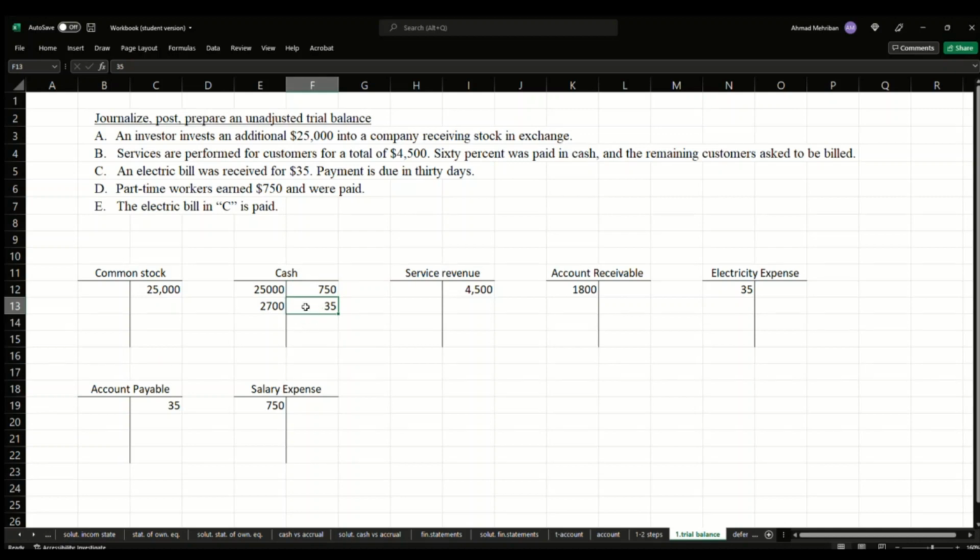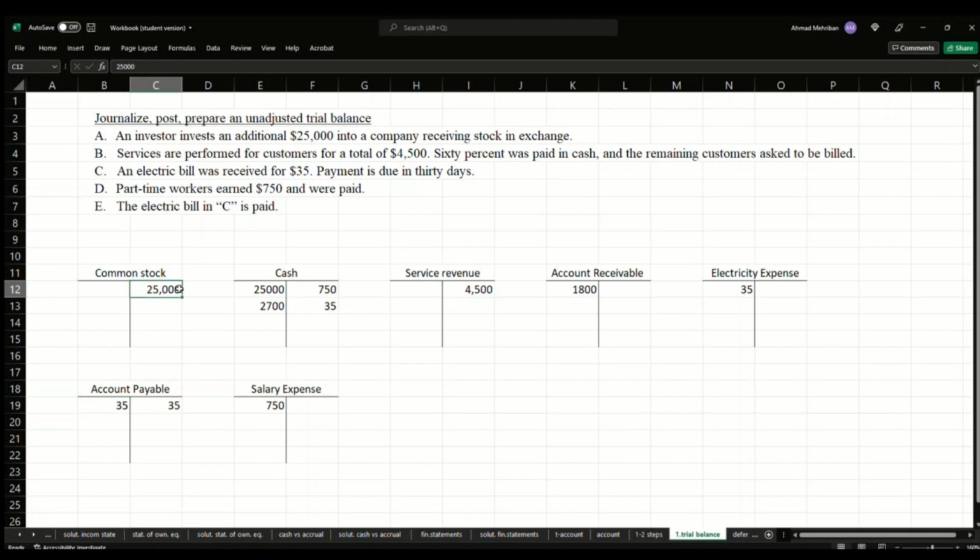But what else we reduce is our debt. We don't owe anymore to the electricity company, yeah, for the electric bill. So I have to deduct from cash and annul my account payable because I don't owe them anything through this debit side. That's it.